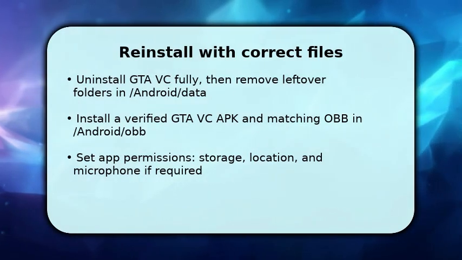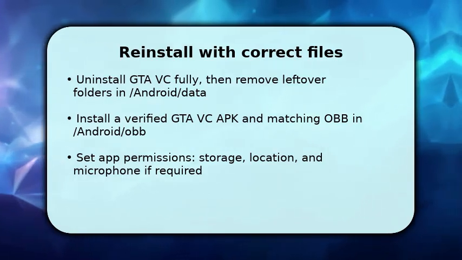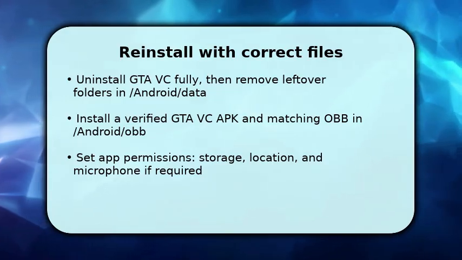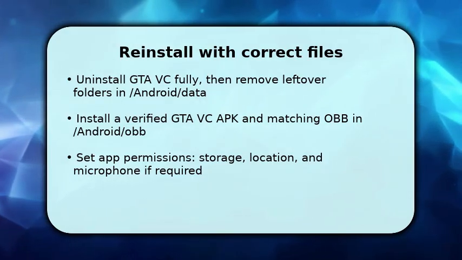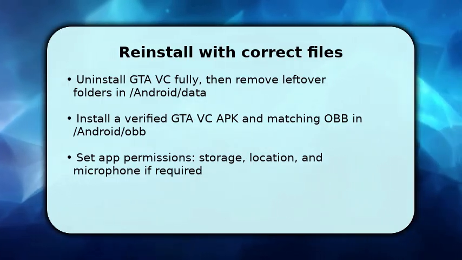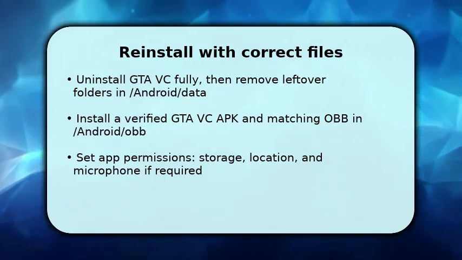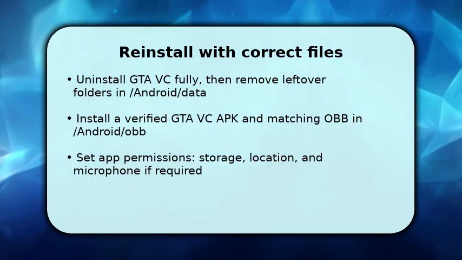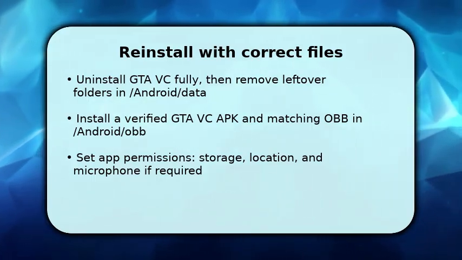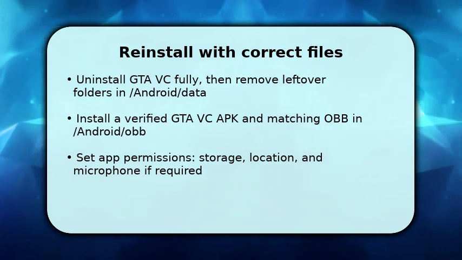First, uninstall the app and manually delete leftover game folders under Android/data and Android/obb to remove corrupted assets. Next, install a verified APK and place the correct OBB in the /Android/obb folder, making sure folder and file names match exactly. Once installed, launch but don't play immediately. Grant storage and other required permissions so the game can read assets. If the game prompts for additional downloads, allow them and watch for any install errors.